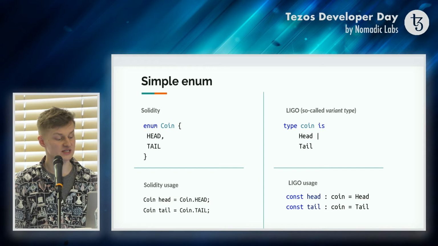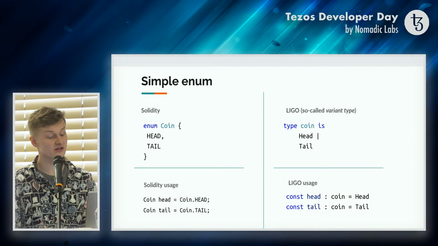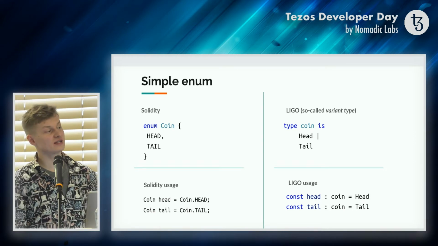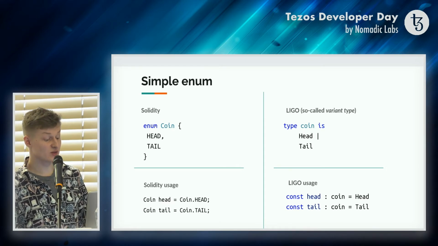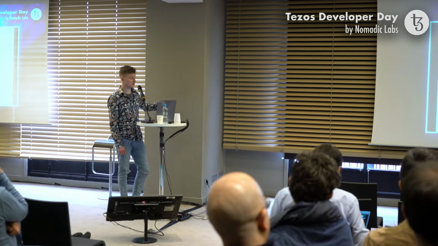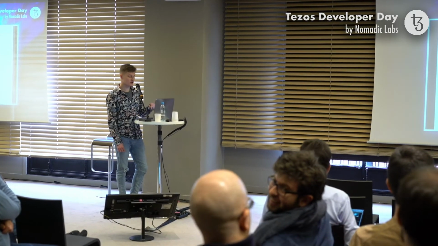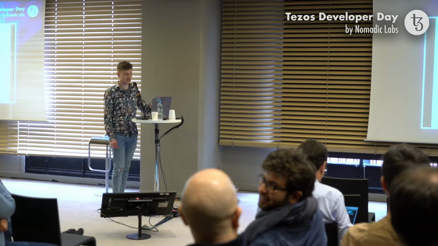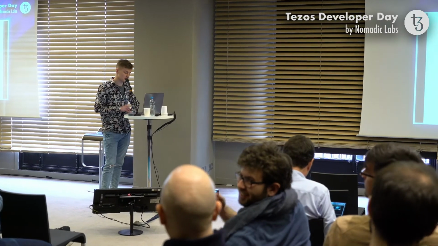You can see on the right side that we have an enum coin, and it has a head and a tail. It's two values. In LIGO, this is declared as type coin is, and then you write head and the tail. If you want to use this enum, in Solidity you write coin, so it's a type of enum, then the name of a variable, and then the type of enum dot head. In LIGO, you write const head, colon, type, and then head without a namespace.